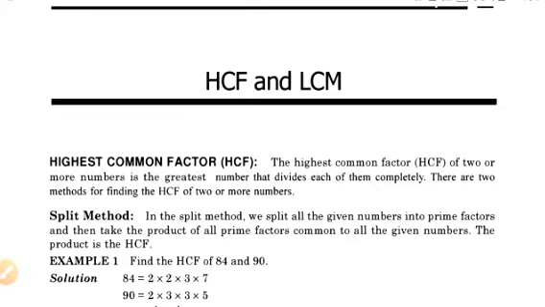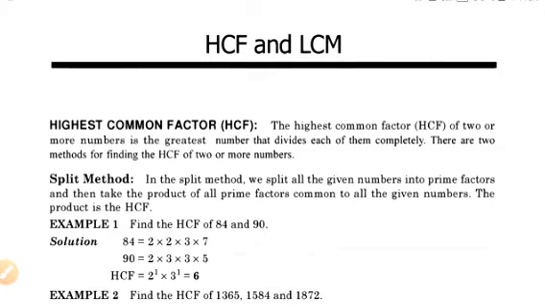There are two well-known methods for finding the HCF of two or more numbers. The first method is called the split method or prime factorization method, and the second one is known as the division method. In the split or prime factorization method, first of all we have to find the prime factors of each of the given numbers. Then we take out all the common prime factors of these given numbers and multiply them in order to find the HCF.